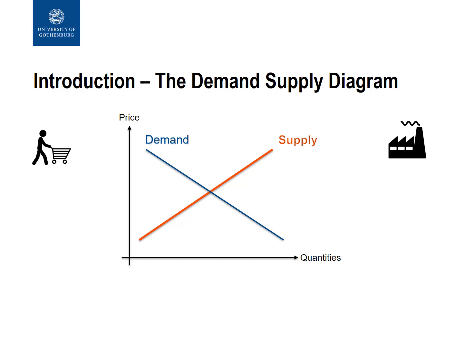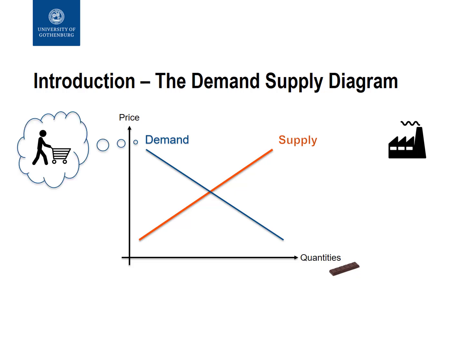Consider a consumption good such as chocolate bars. The price of a chocolate bar is depicted on the vertical axis, while the quantity of chocolate bars is depicted on the horizontal axis. As you can see, the demand curve is a downward sloping curve, whereas the supply curve is upward sloping. Why is it the case?